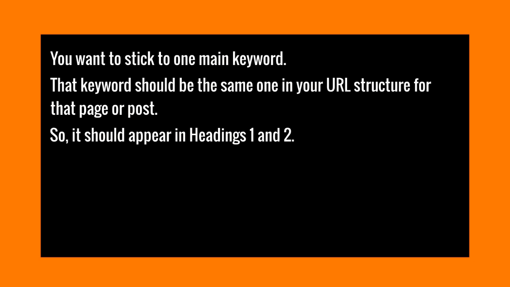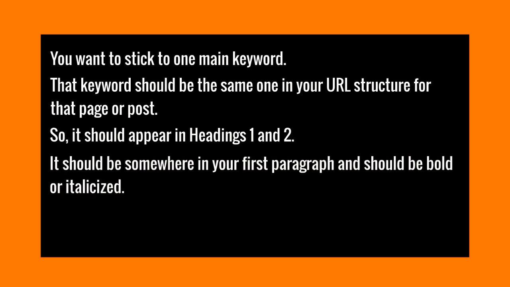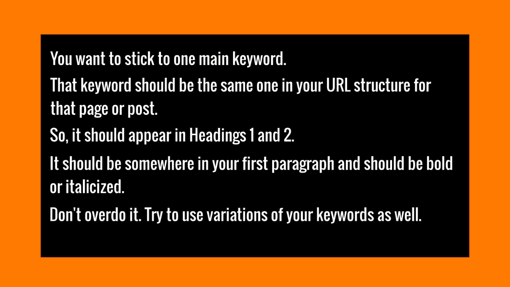So it should appear, like I said, in headings 1 and 2, which will be in the body text. I'll give you an example later down the road when we show it to you live in action. It should also be somewhere in the first paragraph, and it should be bold or italicized. Now, don't overdo it. There are ways to do this and make it look natural. You've got to remember, you're writing first and foremost for the human being. So when you put it in your text, make sure it is going to make sense to the human being.